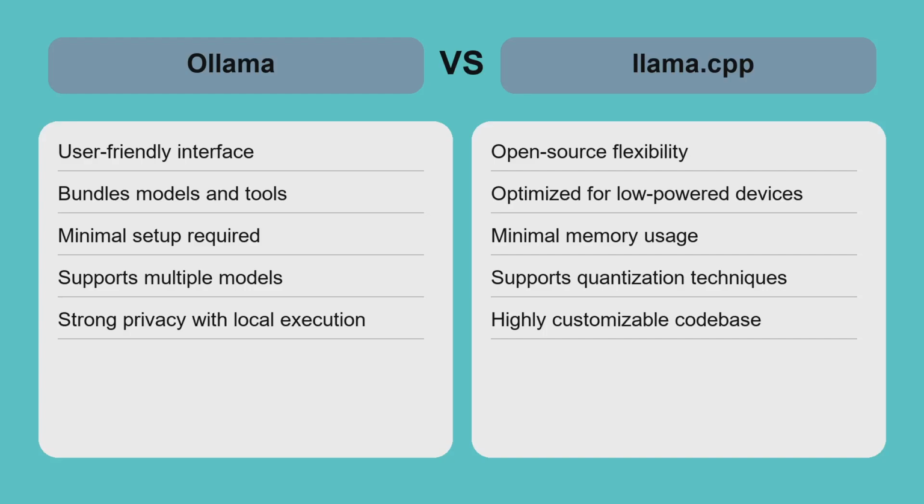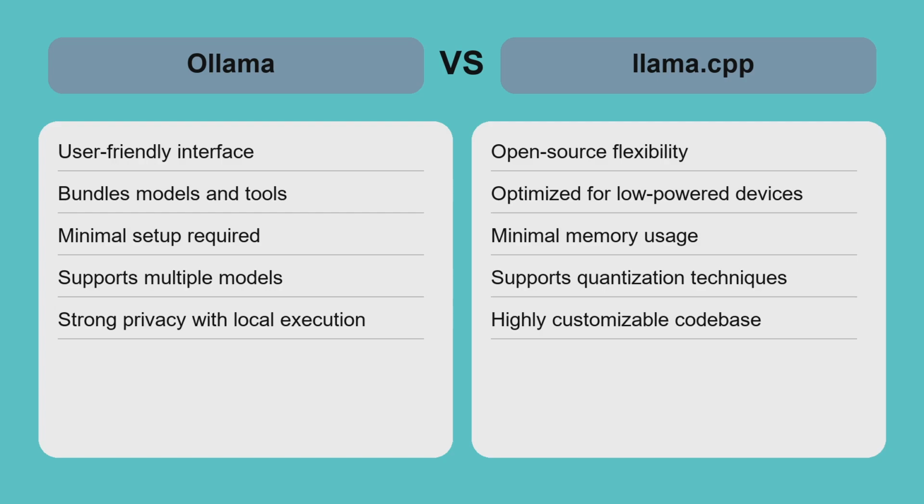Comparing Ollama and llama.cpp highlights a trade-off between usability and efficiency. Ollama excels in providing a seamless, user-friendly experience with ready-to-use models and integrated tools, making it suitable for users who want quick setup and reliable performance on capable hardware. Conversely, llama.cpp shines in resource-constrained environments, offering highly optimized model execution with flexible customization, but requiring technical expertise to harness fully.